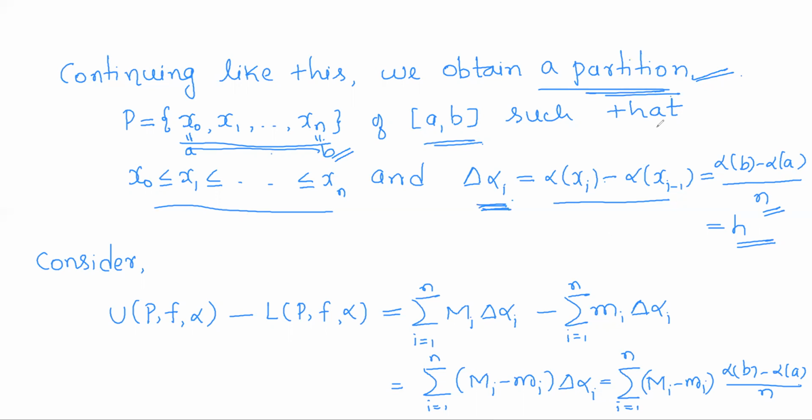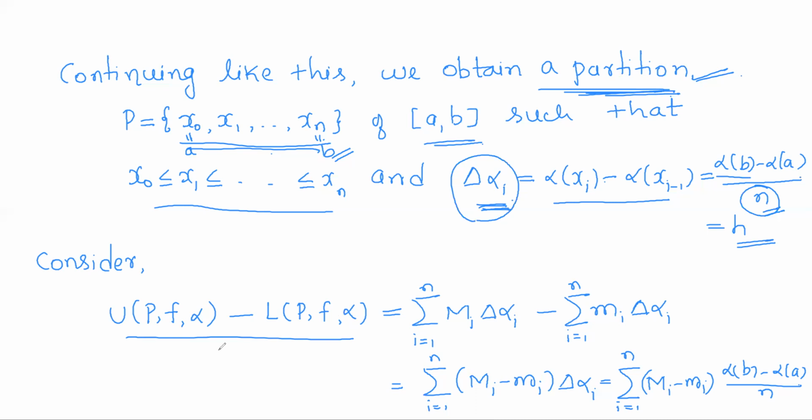So for every positive integer n, there is a partition P equal to x naught, x1, and so on, xn, such that delta alpha i is always equal to alpha of b minus alpha of a divided by that particular n. Okay, so we got a partition now. Now we shall come to the condition. By the Riemann criterion for integrability, to show f is Riemann-Stieltjes integrable, what do we have to prove? We have to prove that U(P, f, alpha) minus L(P, f, alpha) is less than epsilon.